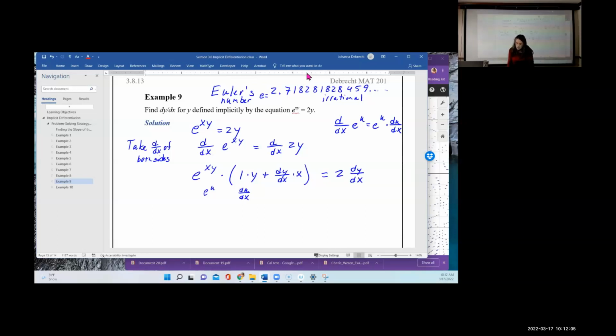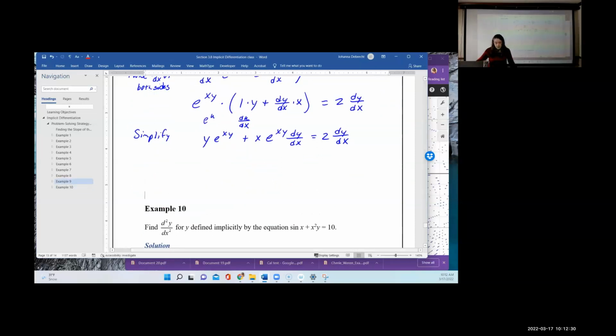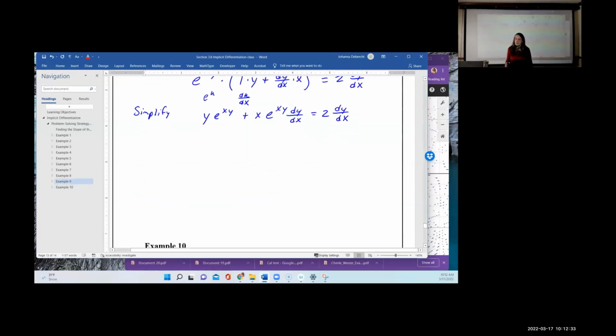All right. Now we simplify, which gives me y e to the xy plus x e to the xy dy dx equal to 2 dy dx. Right? We want to isolate the terms that have dy dx. It's very repetitive, the same steps every time that I keep emphasizing. So isolate dy dx terms.